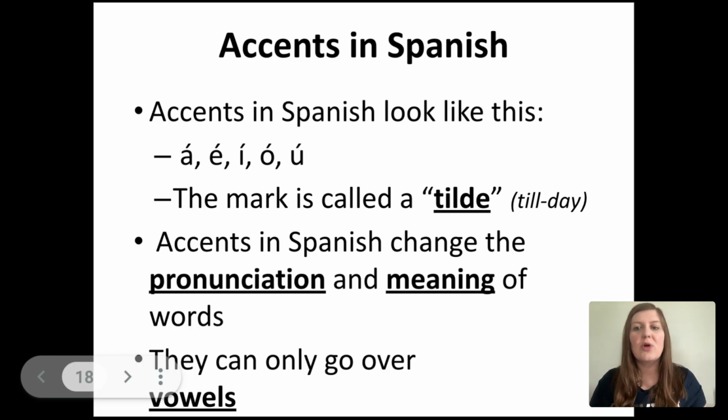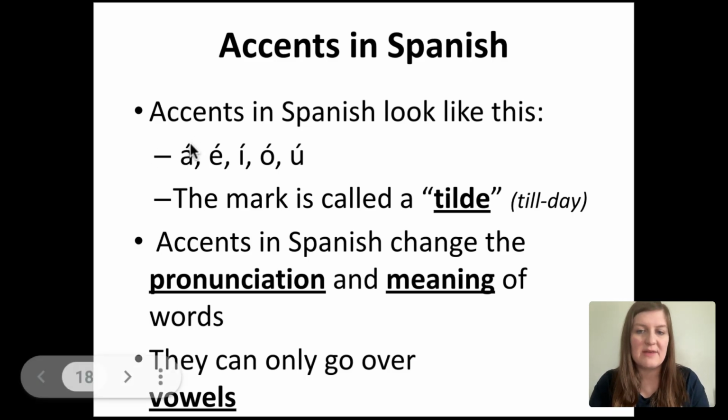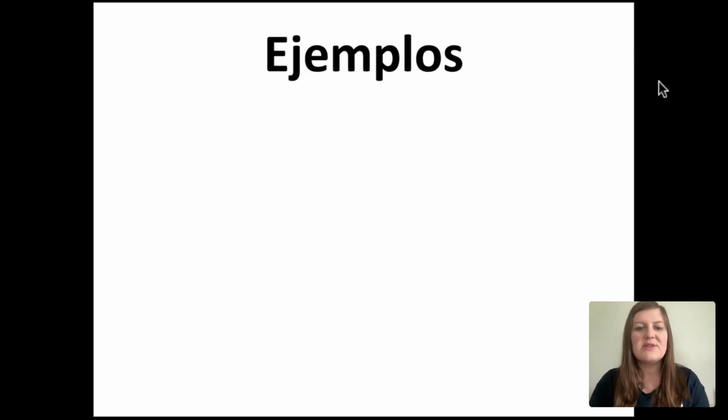Okay, so if you were to be spelling a word, for example, and you were spelling it out, you would say con tilde. So A con tilde, A with a tilde. E con tilde. U con tilde. That's the way that you would say this. All right, so let's talk about some examples.